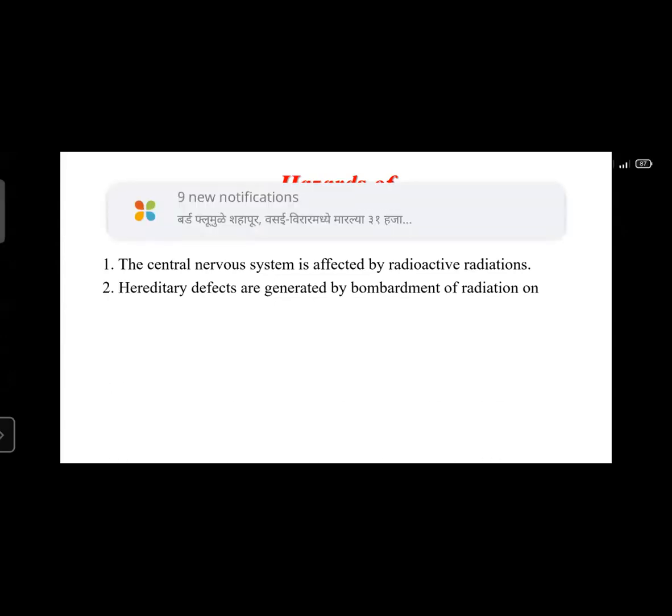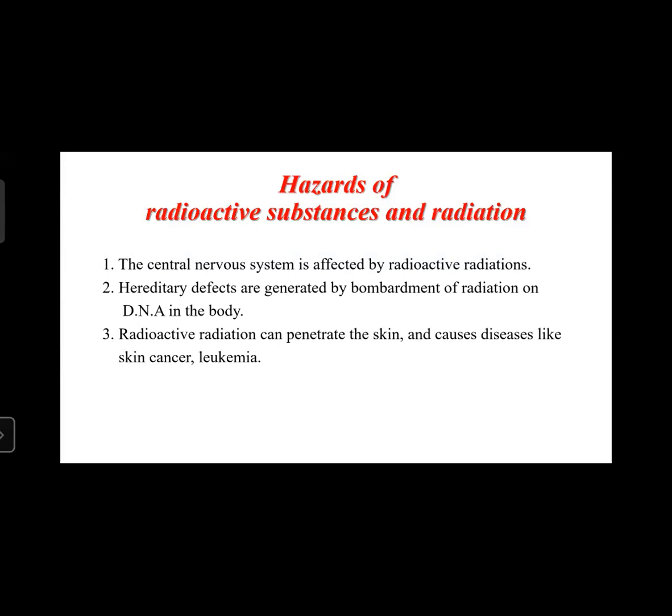Now we have seen hazards of radioactive substances and radiations. The first system in our body which is affected is the central nervous system. Hereditary defects are generated by bombardment of radiation on DNA in the body. Radioactive radiations can penetrate through skin and cause skin cancer and leukemia.